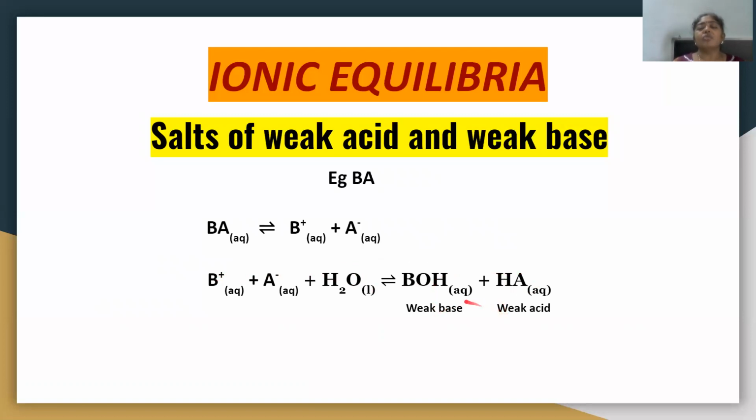All right, so now when the B plus and the A minus ions, that is, when the ions of the salt react with the ions present in water, that means after the hydrolysis reaction takes place, what is formed is a weak base and a weak acid.